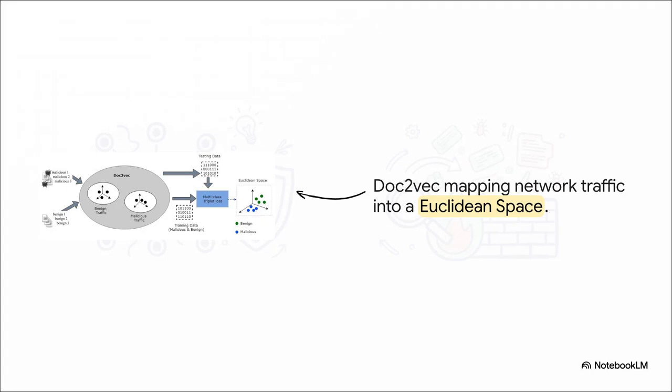By reading the network traffic like a document, doc-to-vec maps these features into a Euclidean space. What's really interesting here is how it groups similar web traffic into clusters based on context. So you can see the benign, safe traffic naturally forming one tightly packed cluster, those green dots, and the malicious traffic forms another cluster, the blue ones. The AI is basically learning the fundamental grammar of safe versus dangerous traffic.